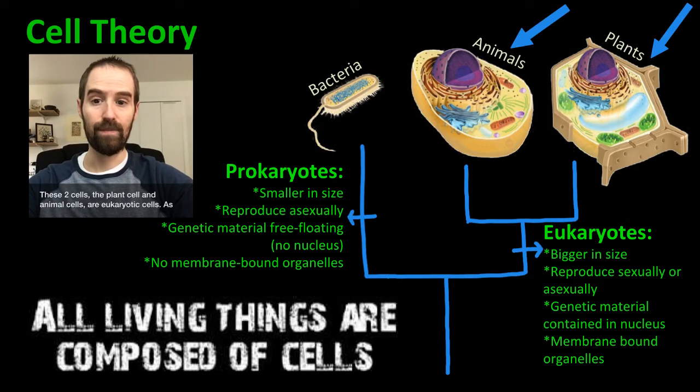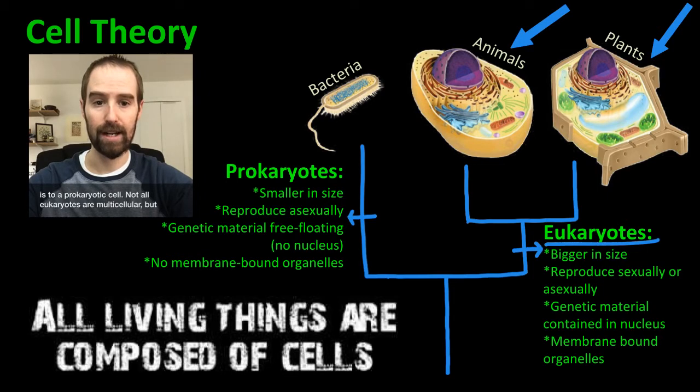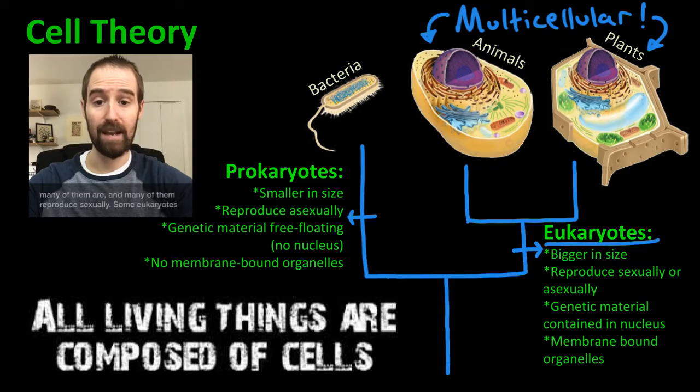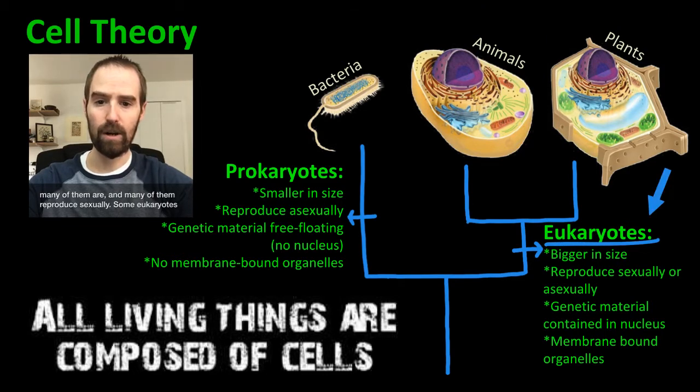These two cells, the plant cell and animal cells, are eukaryotic cells. As you can see, there are some differences between plant and animal cells, but overall, they are far more similar to one another than either one is to a prokaryotic cell. Not all eukaryotes are multicellular, but many of them are, and many of them reproduce sexually. Some eukaryotes reproduce asexually, and some kinds, including many plants, are able to reproduce in both fashions.